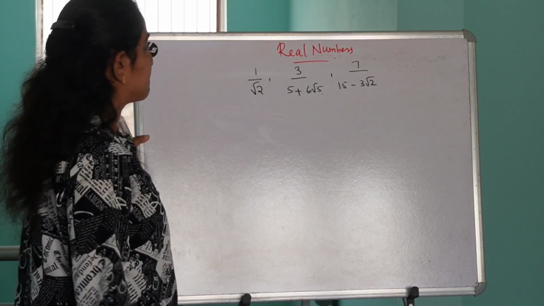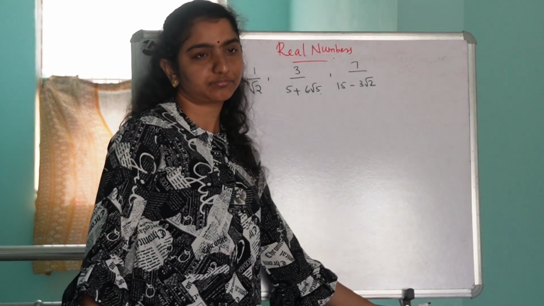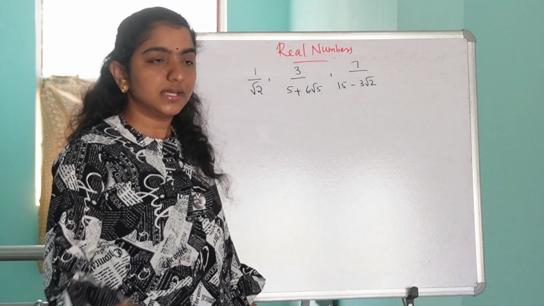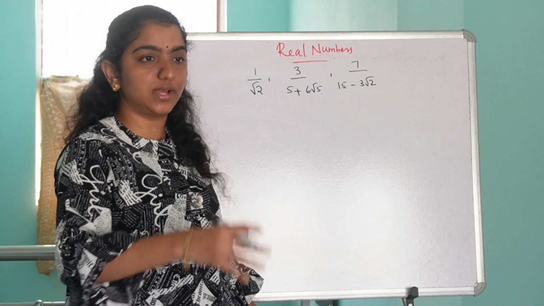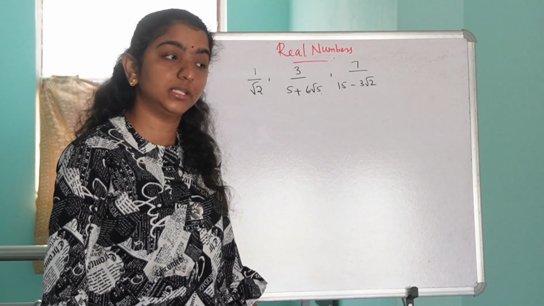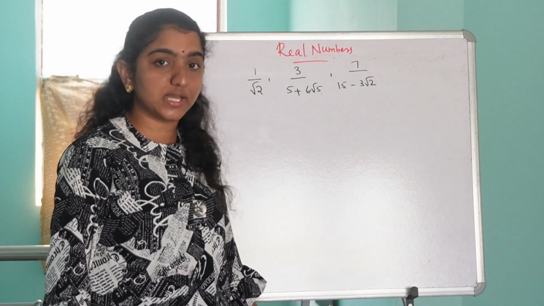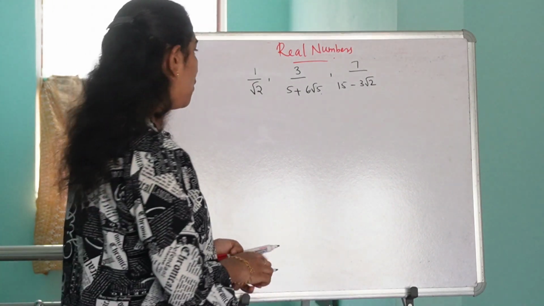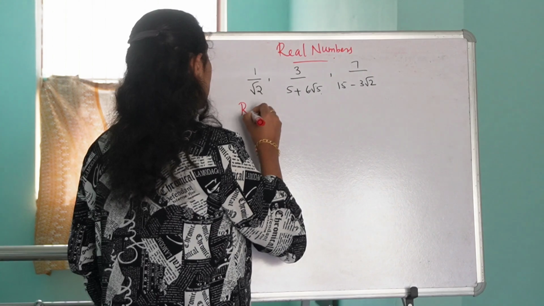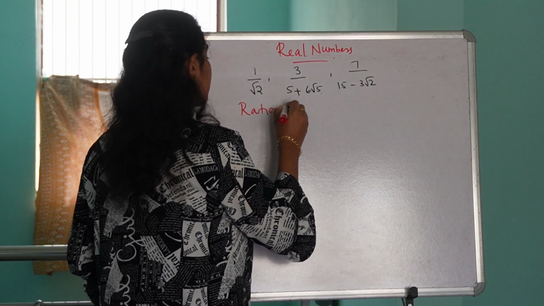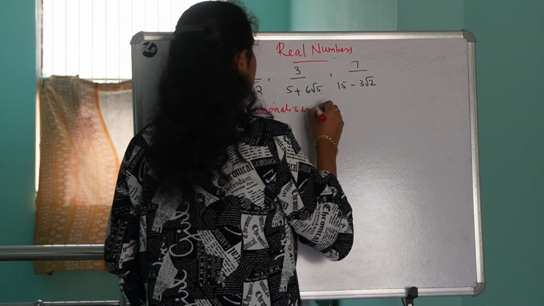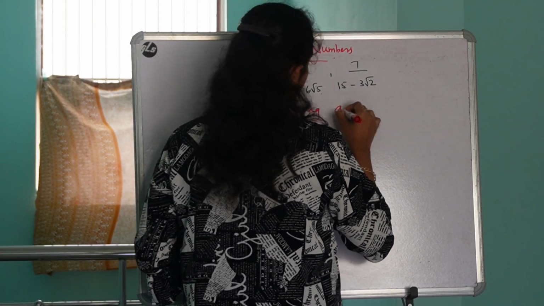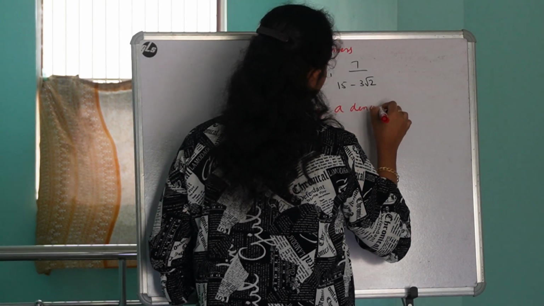The process of converting the irrational number in the denominator into a rational number without changing the actual value is known as rationalizing the denominator. So what do we call this process? This process is called rationalizing a denominator.